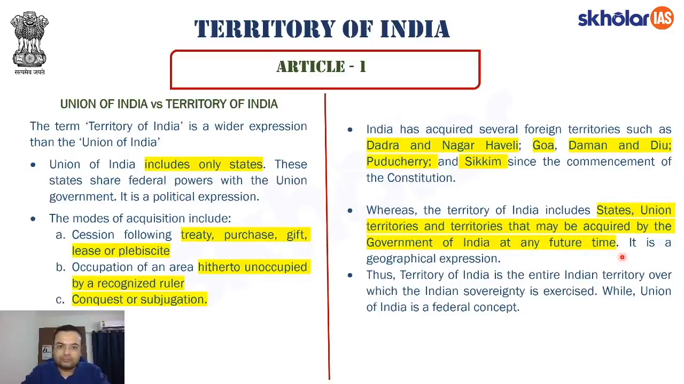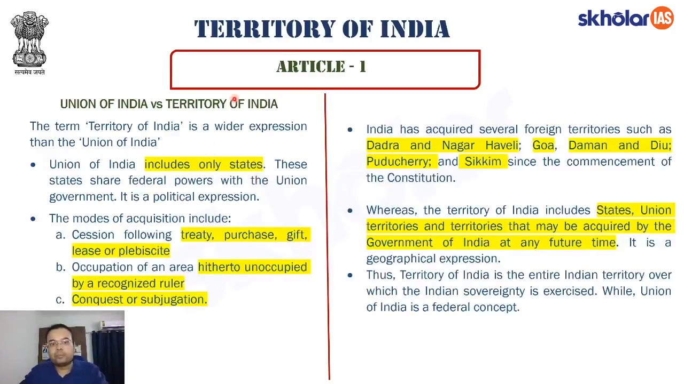So what exactly is the difference between Union of India and Territory of India? The difference is very simple. When we are talking about Union of India, we are saying it would include only the states. These will be the states with whom power will be shared between Union and states. There are state subjects on which only the state has the prerogative to rule and make policies, while with respect to union subjects, the Union will have the power.